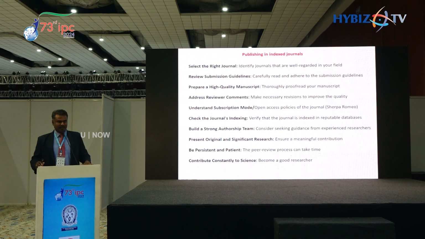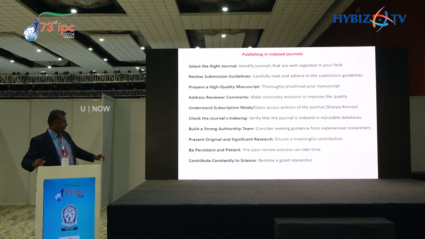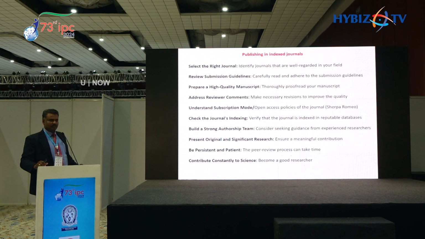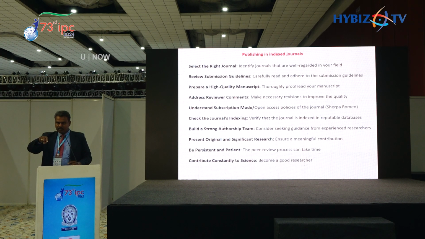Not all open access journals will ask you for money. Through Sherpa Romeo, you can find out. Check the journal indexing, whether it is included in Web of Science, Science Citation Index Expanded. According to the University Grants Commission, there are Group 1 and Group 2 journals. Group 1 journals are not globally recognized. Group 2 journals are globally recognized.